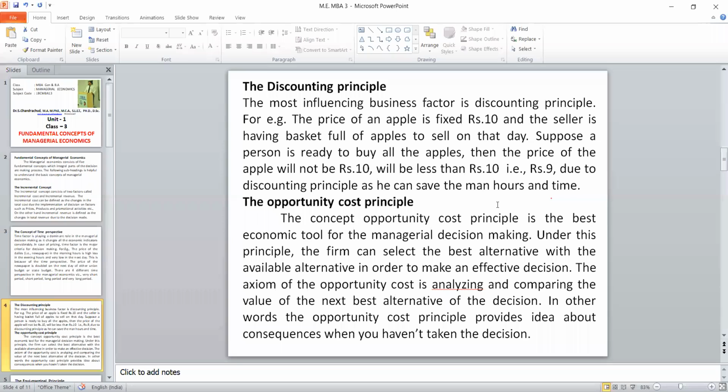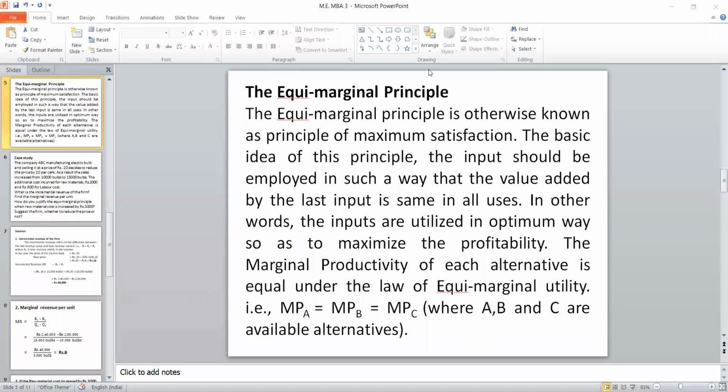The last one is the equi-marginal principle. This particular equi-marginal principle is that marginal productivity will be taken care of, based on the opportunity cost. Suppose land, labor, capital, some proportion we are using for producing option A may be equal to the marginal productivity of option B, because the land area you are not going to change. Labor, the same labor you are going to use. The capital, that amount will be invested here.